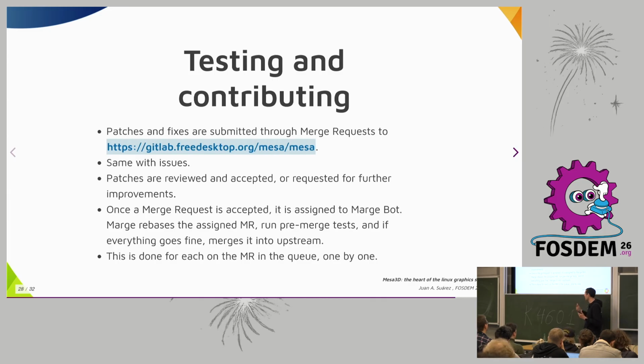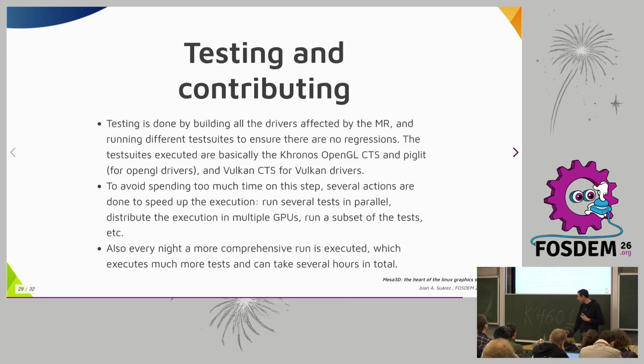Why does that? Because if you try to do the merge requests all together, maybe each works separately, but together it will fail. So this is why it is executing one by one. Okay, and how much is tested?